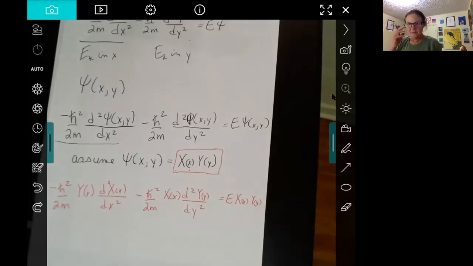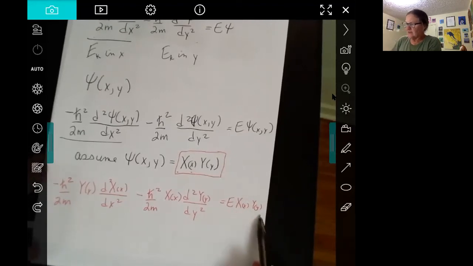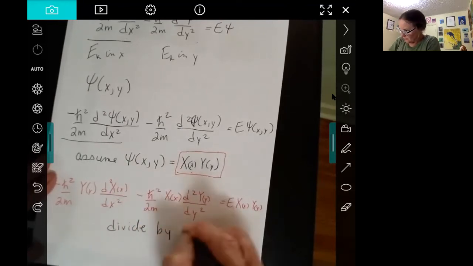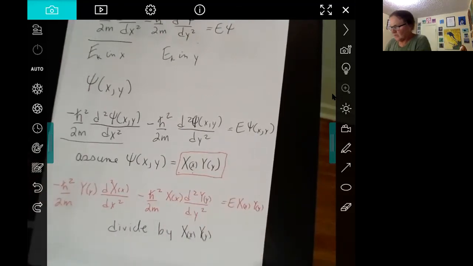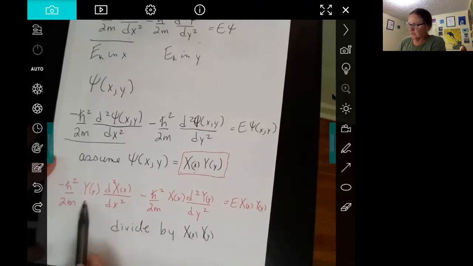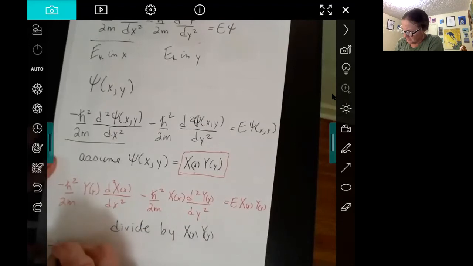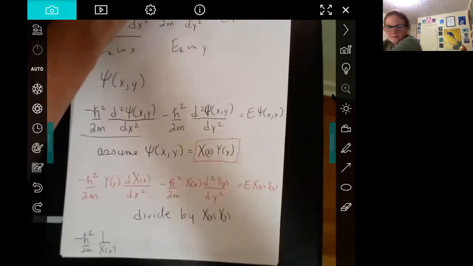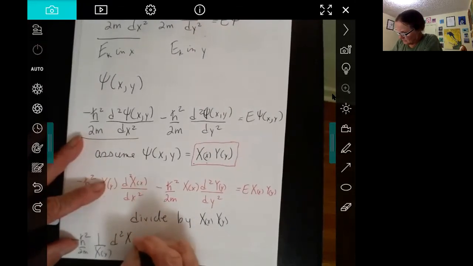So the next step is to get all the x's and all the y's separate of each other. So if I divide through by the function, then you divide through here, you get y over y, so you end up with 1 over x. So you get negative h squared over 2m, 1 over the x part of the wave function times that second derivative.